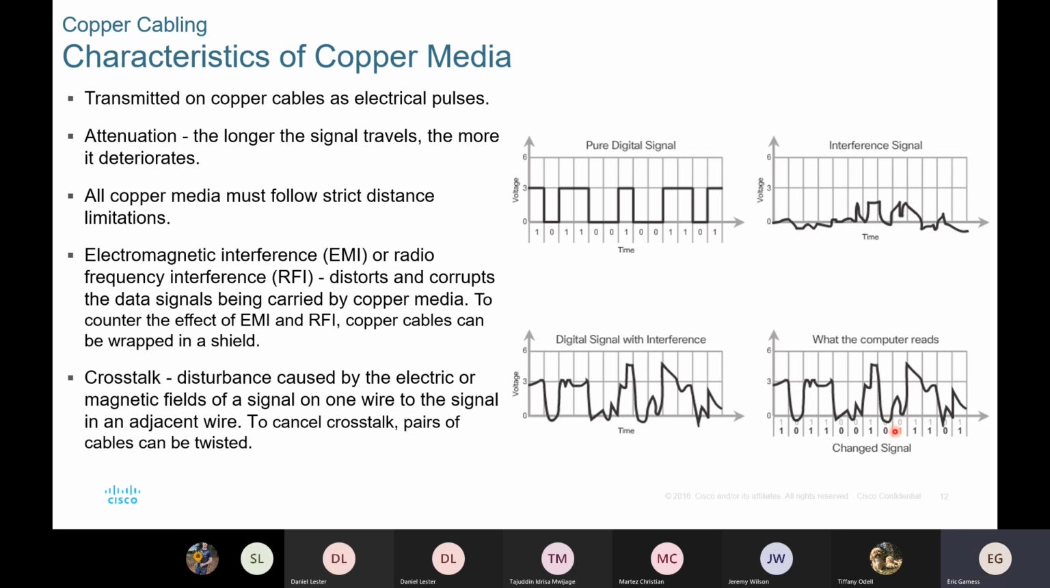And there is something that we call the crosstalk. So the crosstalk is, since in a UTP cable, we will see we have 4 pairs of wire. Each pair of wire generates a small magnetic field. And this magnetic field puts noise into the other pair of wire, the other 3 pairs of wire. So this is called the crosstalk. A way to try to cancel the crosstalk is to twist the pair.